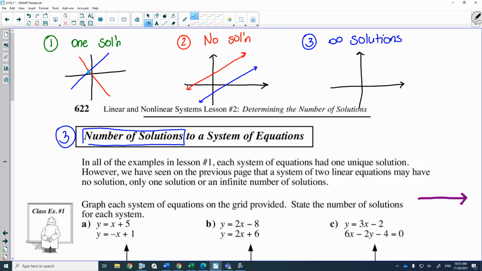What would the 2 lines have to be for them to touch at infinite points? The same. Yep. If you have 2 equations and they're both the same, you graph the first equation and it would look like this. If the second equation is identical, it's just going to go right over top of it. And it would look like that. That would have an infinite number of solutions.